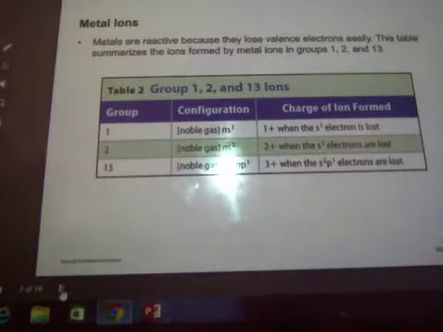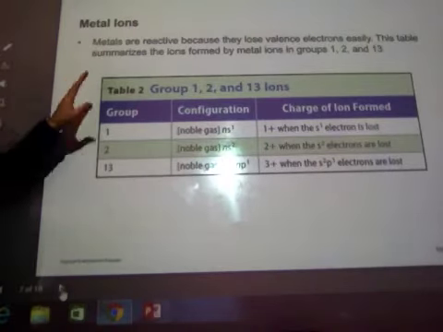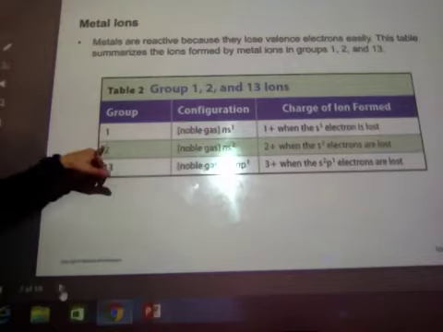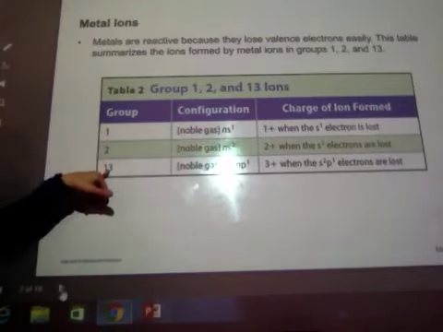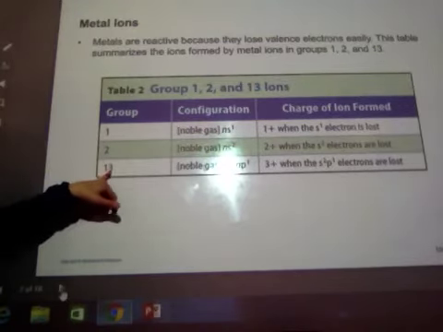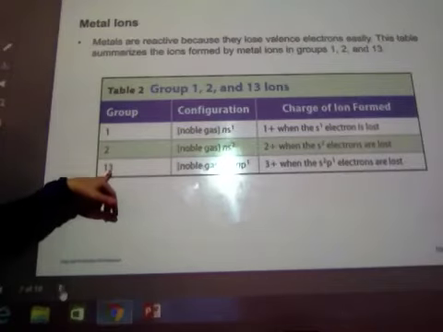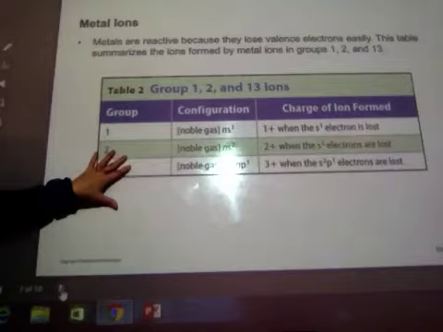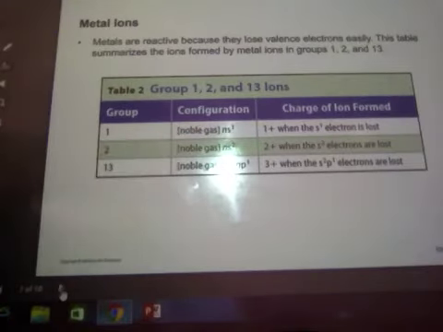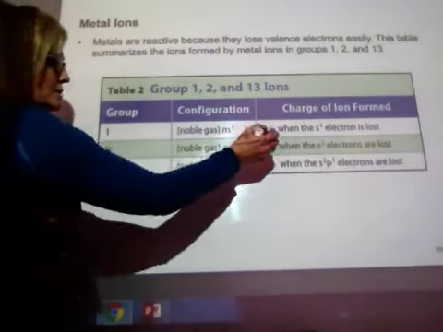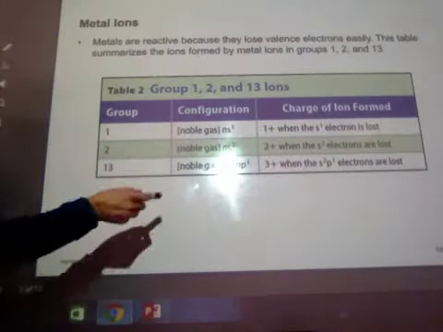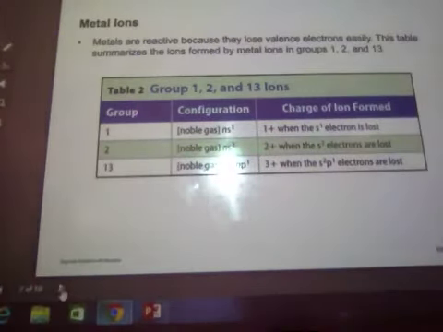Metals are reactive because they lose their valence electrons. So like I showed you on the front, group 1, group 2, group 3A, or 13. So this would be your boron group, boron, aluminum. Those three are very easily going to lose valence electrons, have a +1 charge, +2 charge, +3 charge, and it shows you what happens.